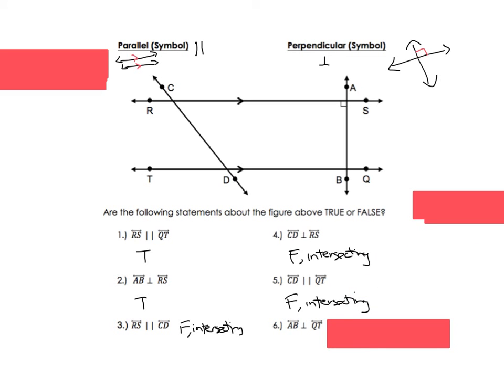And the last one, AB is perpendicular to QT. AB perpendicular to QT. What do you think? It would be true. Now you might be wondering, hey, there are no marks here proving that. Well, recall that if AB is in fact perpendicular to RS, and these two lines we've stated are parallel to each other, then these two lines would also have to be perpendicular. Okay, so keep that in mind.